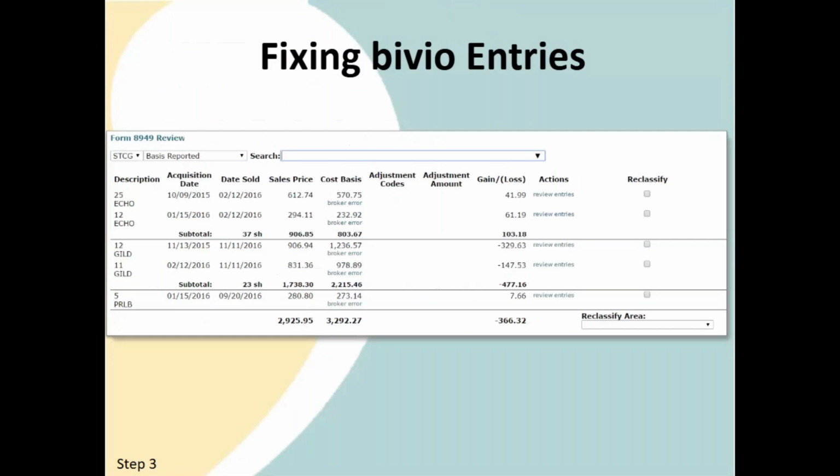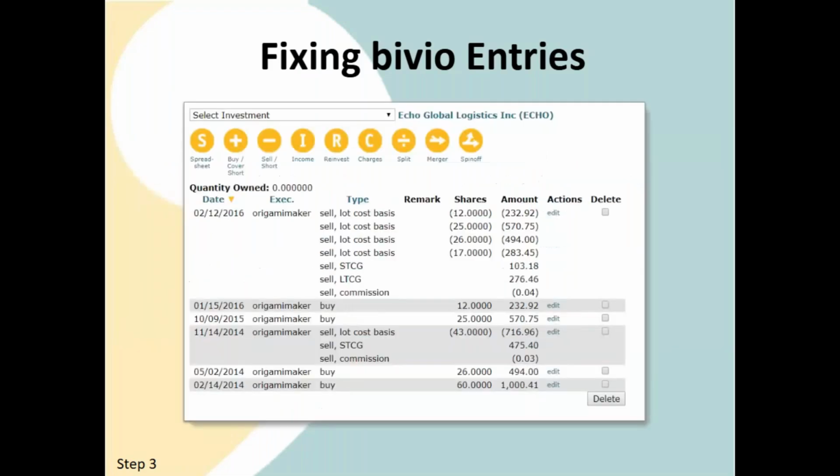If you find discrepancies, you need to determine why they are there. If you need to make corrections in bivio, you can jump back to the transactions that have been entered for the stock when you select the Review Entries link. It will take you to the Investments Transaction page or pages for the stock in question. You will need to correct whatever bivio entry or entries were wrong to fix your problem.